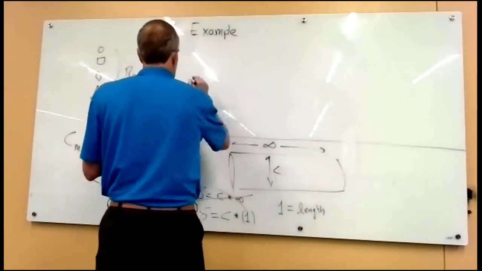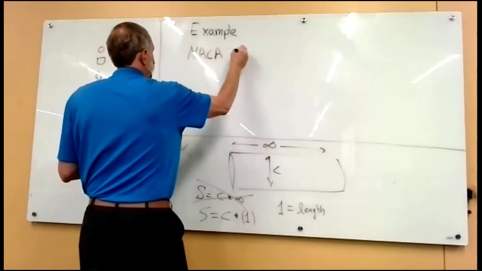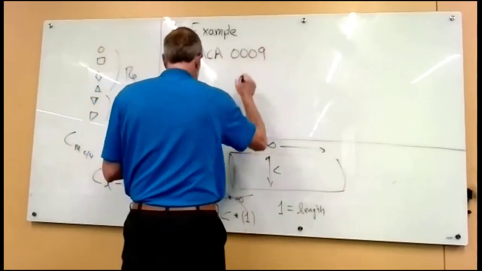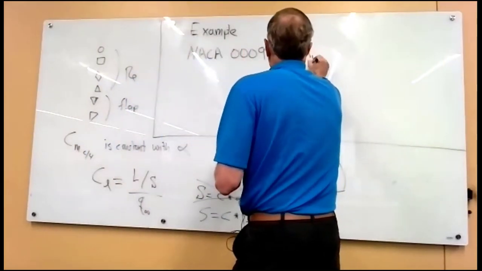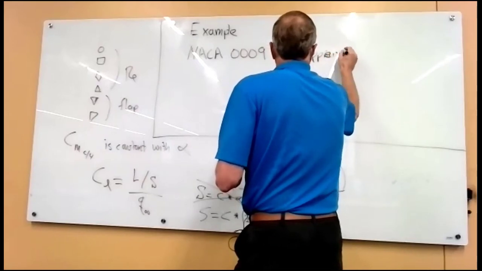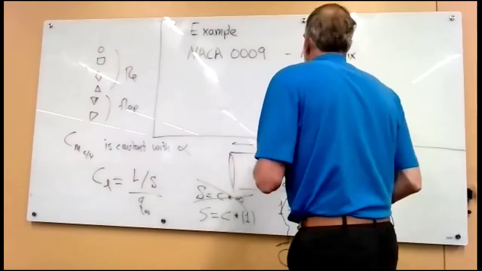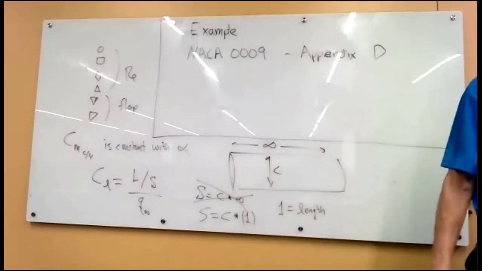So we have an NACA 0009. So it's a 0009. This is the appendix data that we have. It's Appendix D. So we go back, and those are the 2 pages I've been showing you.